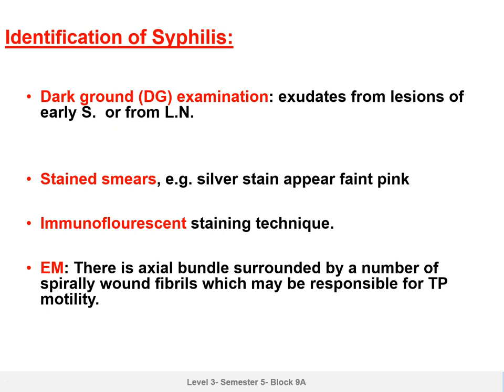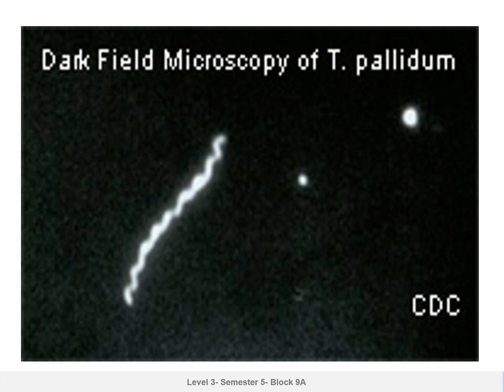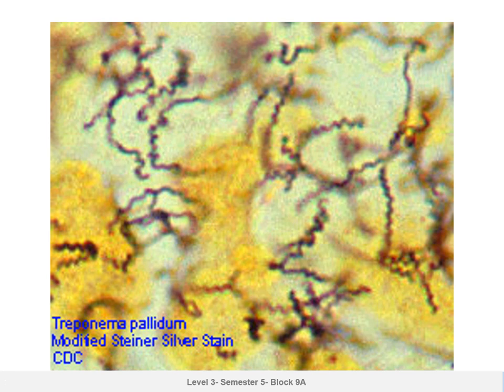This is very important to know: the identification of syphilis. Dark ground examination of the exudate from lesions of early syphilis or from the lymph node. In stained smears, the spirochetes appear faint pink. Immunofluorescence and electron microscopy show the axial bundle surrounded by a number of spirally wound fibrils, which may be responsible for Treponema pallidum motility. This is the dark field microscopy of Treponema pallidum. It appears white in a dark field. This is the immunofluorescence of Treponema pallidum, and Treponema pallidum by silver stain.